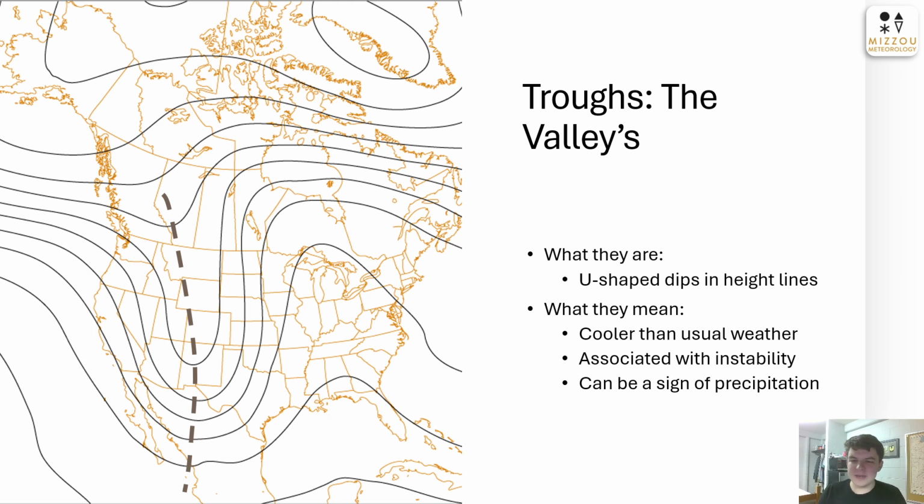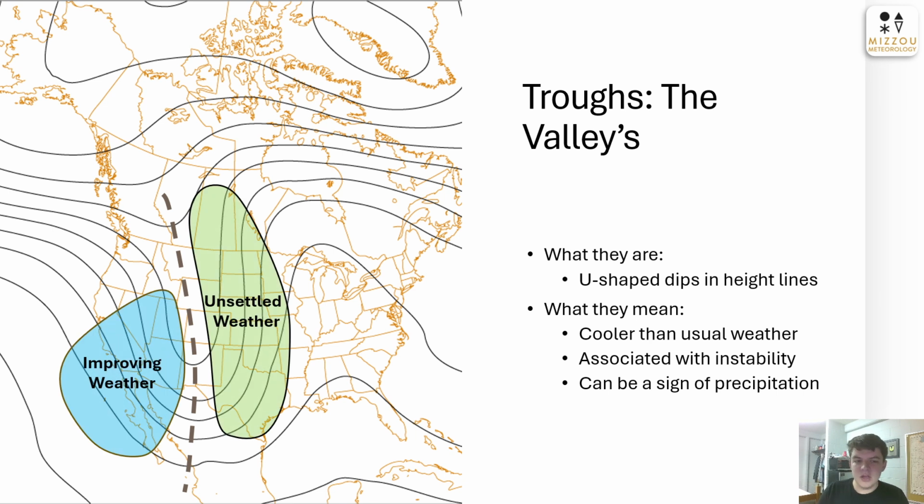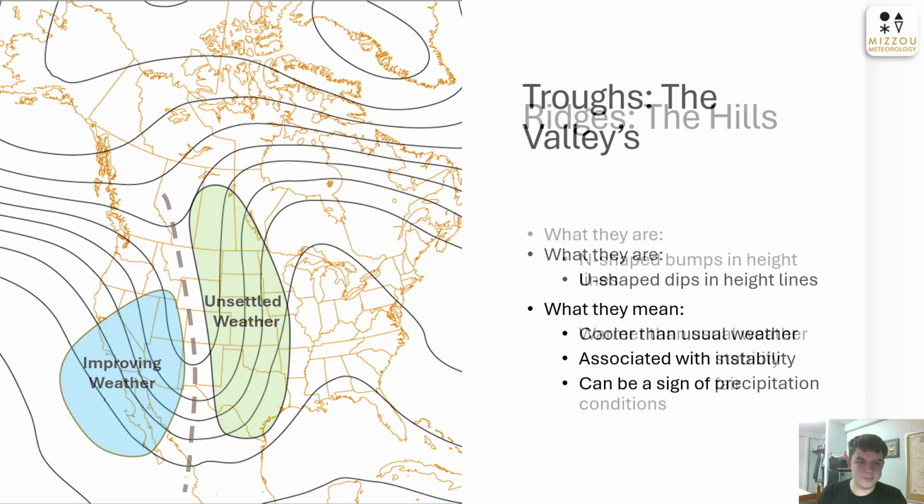But troughs are U-shaped dips in the height lines. What they usually mean is that you have a cooler than usual weather pattern in place, and they're associated with instability. It can be a sign of precipitation. We usually have unsettled weather ahead of these troughs and improving weather behind them.